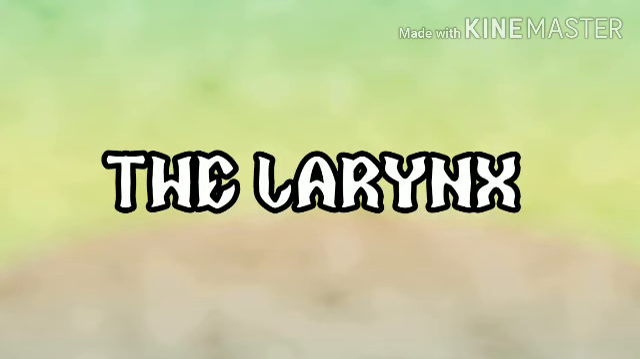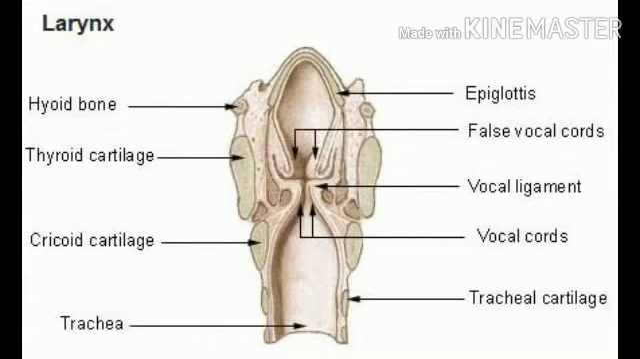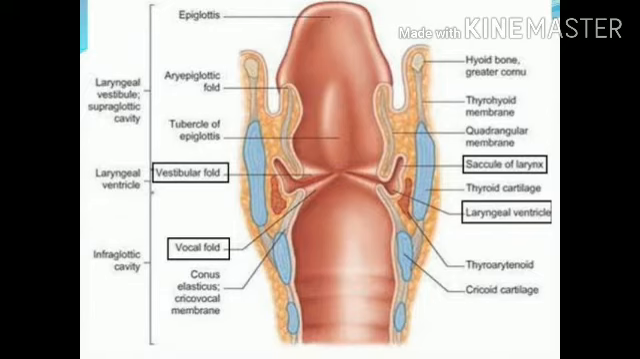Next, we are going to discuss the larynx. The larynx lies anterior to the hypopharynx, opposite the C3 to C6 vertebrae. The main functions of the larynx are to provide an open airway, protect the lower airways, voice production, and also respiration. The larynx is formed by 9 cartilages, 3 unpaired and 3 paired cartilages.